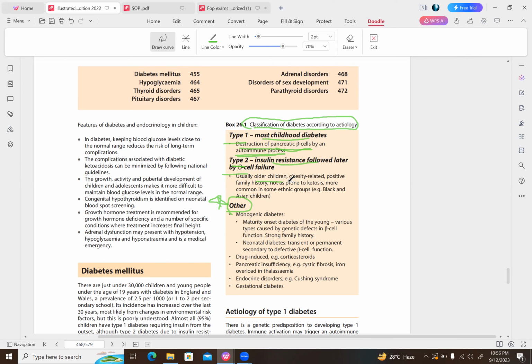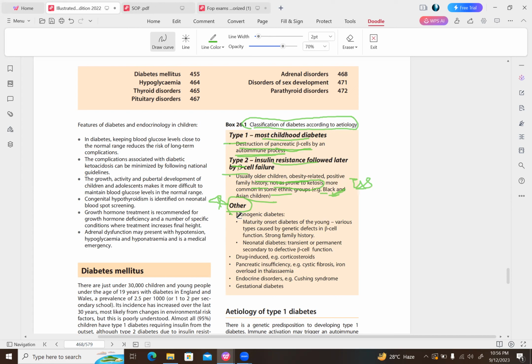Type 2 is the insulin resistance, which is followed by the beta cell failure, and it is present in the older children, obesity related and positive family history, not going to ketosis. More common in some ethnic groups like the black and British. Okay, this ethnicity questions are important for the exam. They can ask you the ethnicity of the type, which is also important for both of the exams.